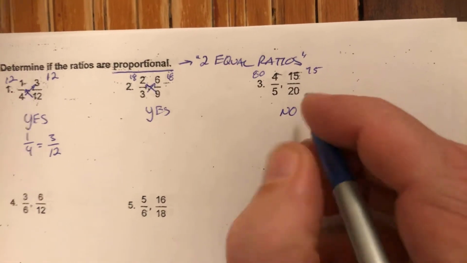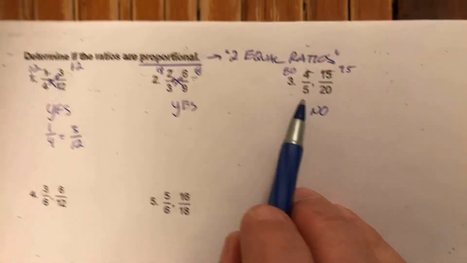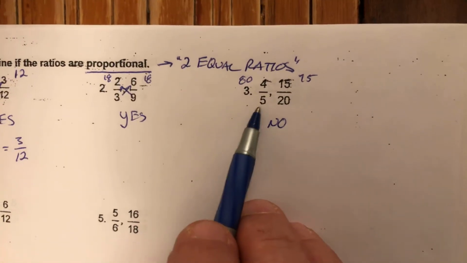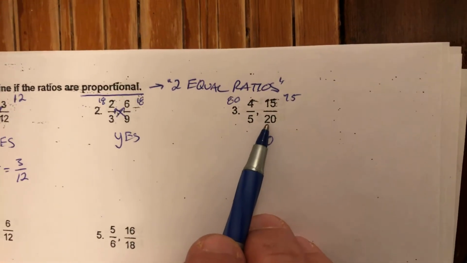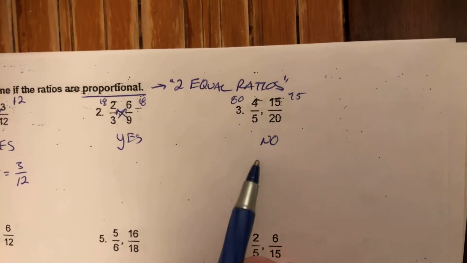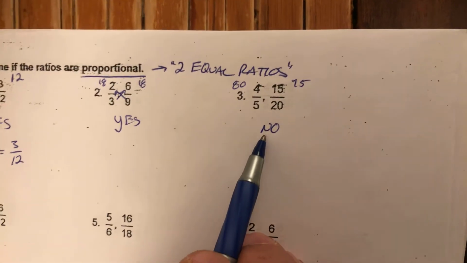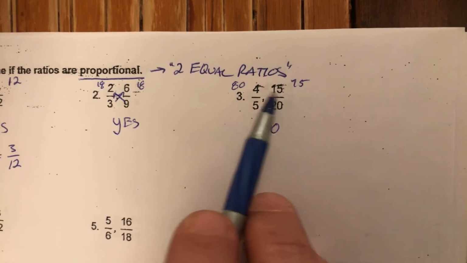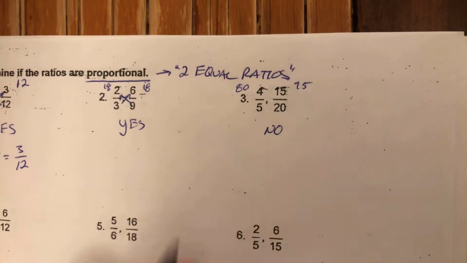This is no. Now, there may be a student that looked at this and said, oh, I know mentally 5 times 4 is 20. I know that 4 times 4 is not 15, it's actually 16. That's another way a student could get to know, right? But this also works, these cross products, this bottoms up. Okay, next one.